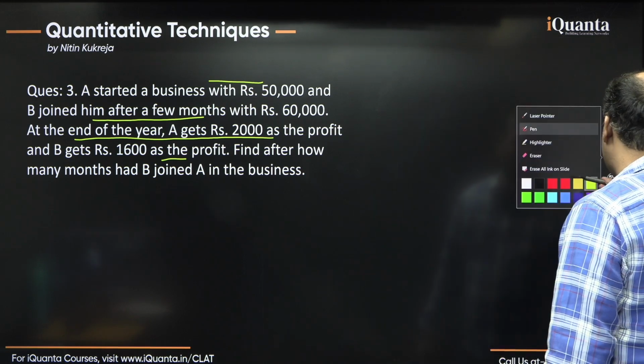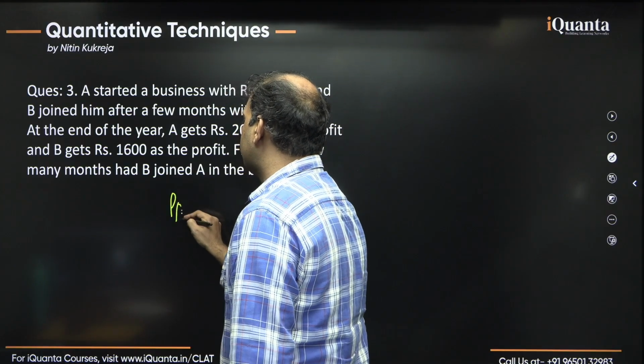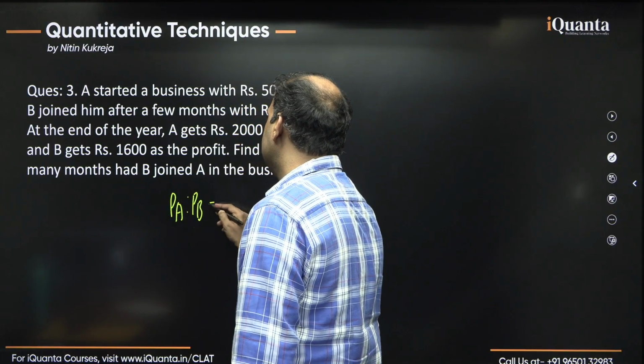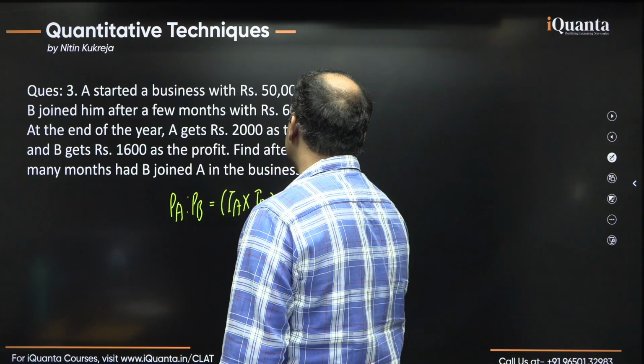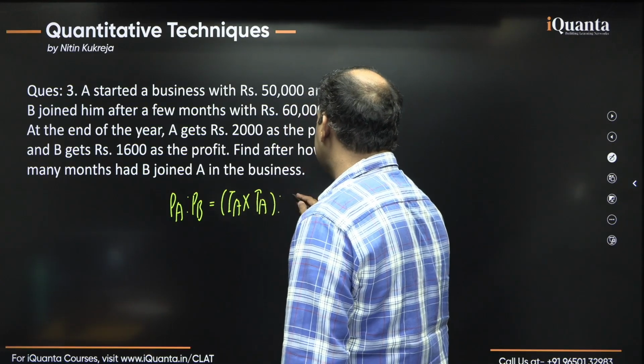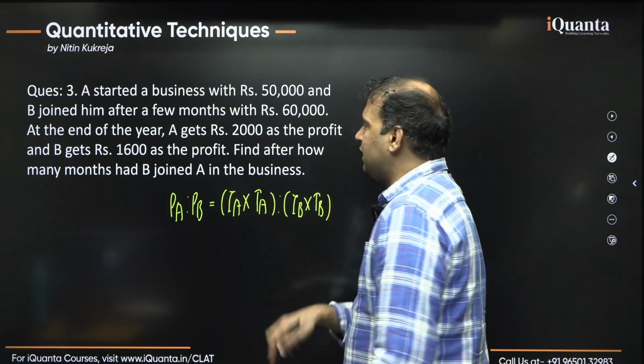So we'll apply the formula of the compound partnership, which was what, guys? Remember, the ratio of the profits of them should be the ratio of the product of the investment and the time period of these two people, right? IA into TA is to IB into TB. Okay, now writing the values one by one.